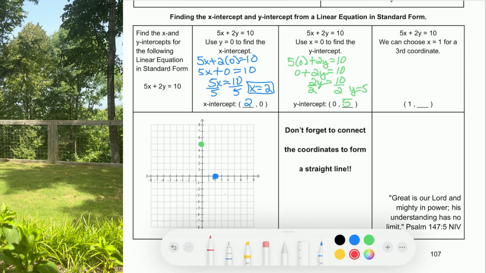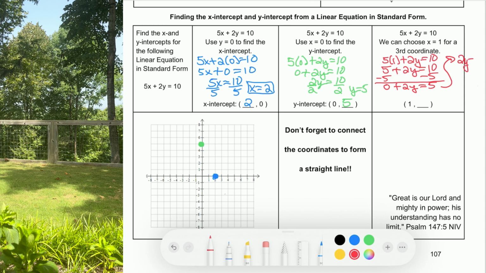Now, we could draw our straight line from that, but we're going to do one more coordinate just to double check ourselves. Let's choose x equals 1. So 5 times 1 plus 2y equals 10. 5 plus 2y equals 10. I'm going to subtract 5 from both sides. I get 0 plus 2y equals 5. Bring it up over here and finish it. 2y equals 5. Divide by 2, divide by 2, so I get y equals 5 halves.